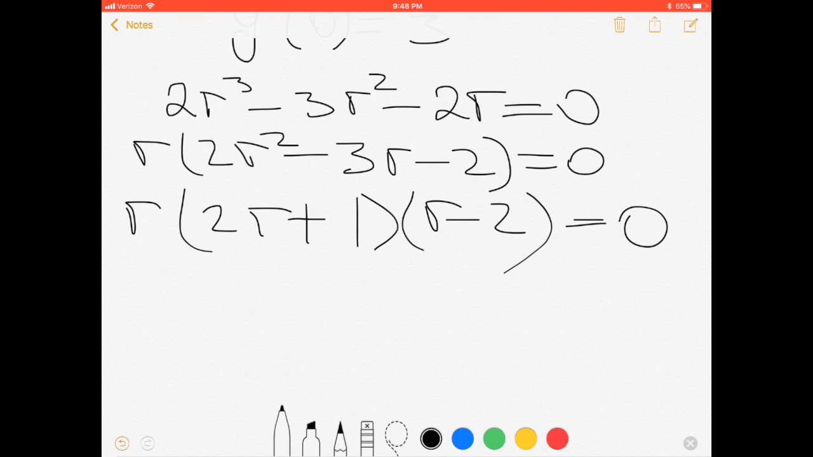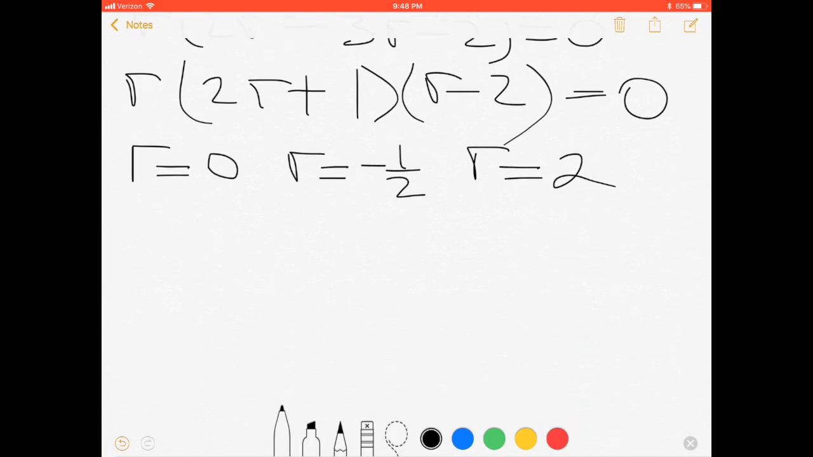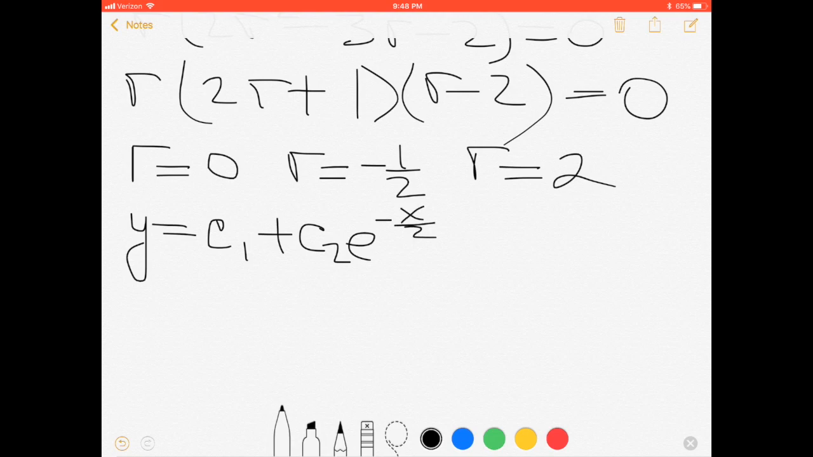And this works. I have r equals 0, it's my first root. r equals negative 1/2 is my second root, and r equals 2 is my third root. Okay, the order of your roots is absolutely your choice. It changes nothing if you write them in a different order. This means my general solution is constant c1 plus parameter c2 multiplied by e to the power negative x/2, plus parameter c3 multiplied by e to the power 2x.